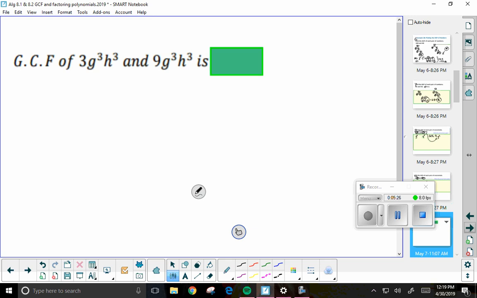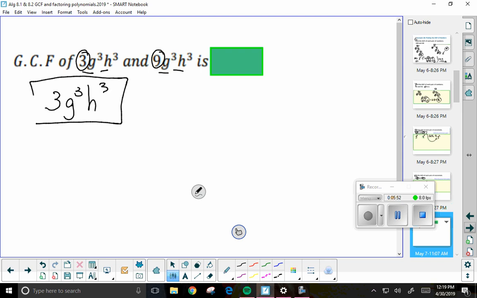Now we get to one like this. We have 3g cubed h cubed, and we have 9g cubed h cubed. First we'll check out the numbers. The biggest number that goes into both 3 and 9 is 3. And then you'll see that g cubed is in both of them, and h cubed is in both of them. So the greatest common factor of those two monomials is 3g cubed h cubed.